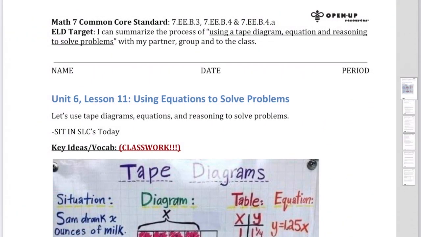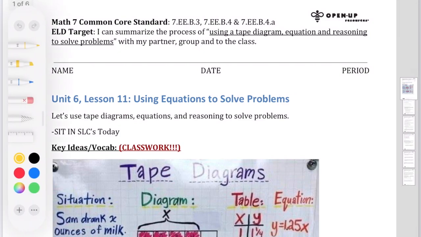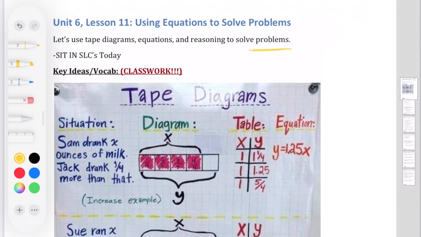Hi class, we're in Unit 6, Lesson 11 today, using equations to solve problems. So here we're going to use tape diagrams, equations, and reasoning to solve problems. We've done all this already in this unit and in previous units. Now we're tying it together. In class, if we were sitting together, we'd be sitting in our SLC groups for activity 3 specifically.